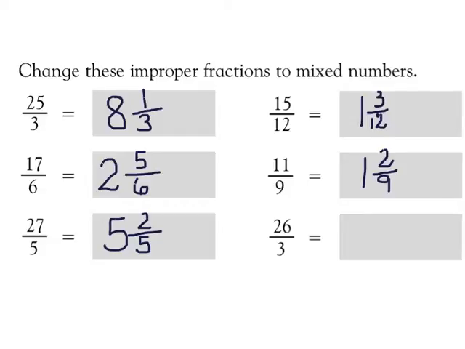26/3, or 26 divided by 3. 3 goes into 26 8 times. 8 times 3 is 24. And I would have 2 left over. And my denominator does not change. 8 2/3.